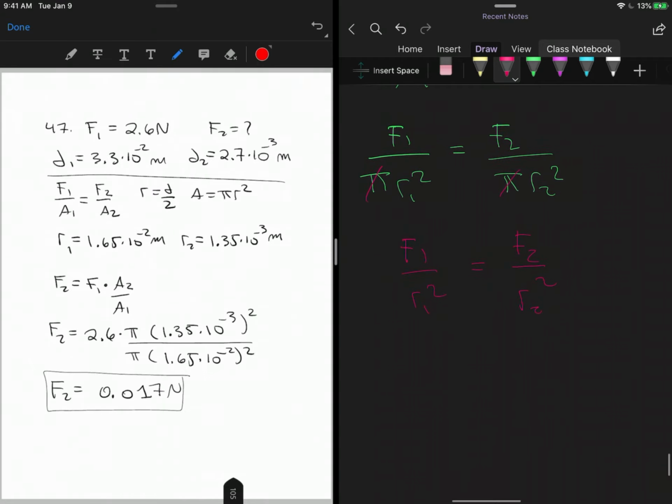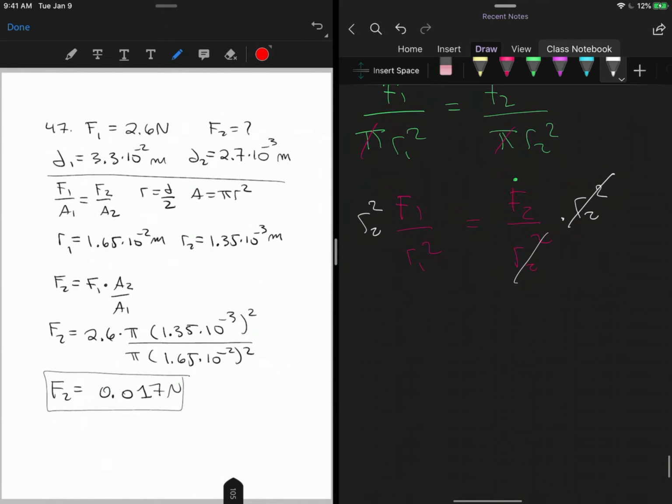Well, let's just try to keep it consistent. So we're trying to find F2. So let's get F2 by itself. We're going to multiply this side by radius 2 squared, and we'll multiply this side by radius 2 squared, so that these two cancel. And you're going to get that F2 is going to equal force 1 multiplied by radius 2 squared divided by radius 1 squared.